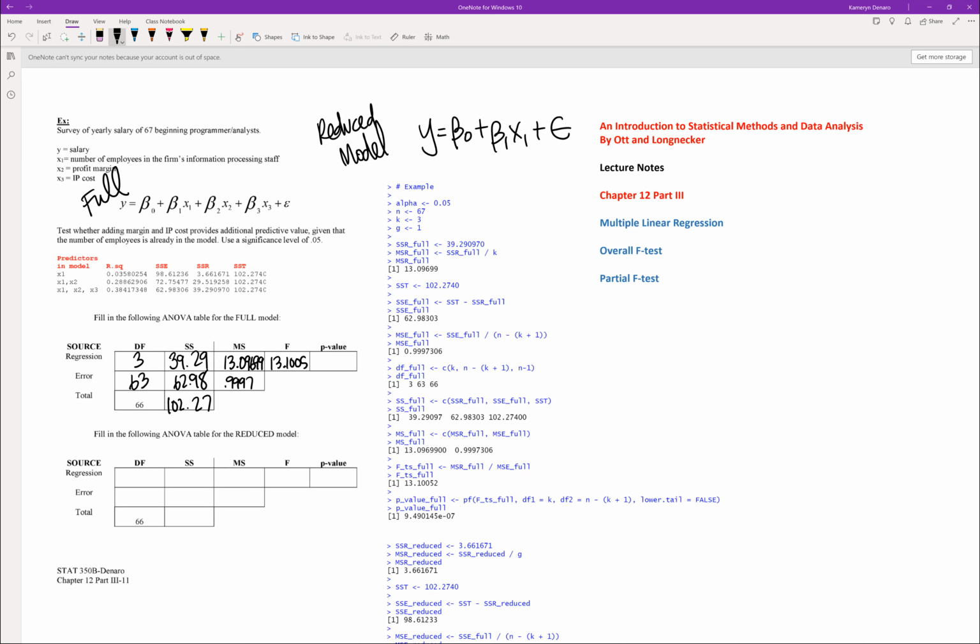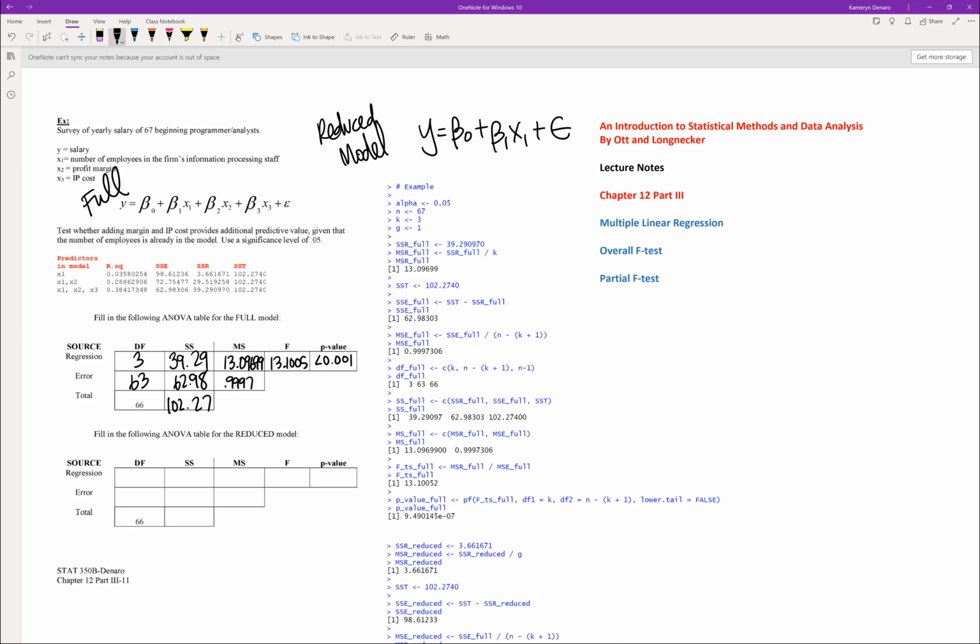So we compare this to an F distribution with k degrees of freedom for the numerator and n minus k plus 1 degrees of freedom in the denominator. And we get a value that's very, very small, less than 0.001. Okay, so this is doing the overall F test, right? This ANOVA table tells us whether the number of employees in the firm's information processing staff, the profit margin, and IP costs are predictive of salary. If you take all of those three things together, are they predictive of salary? And the answer is yes.